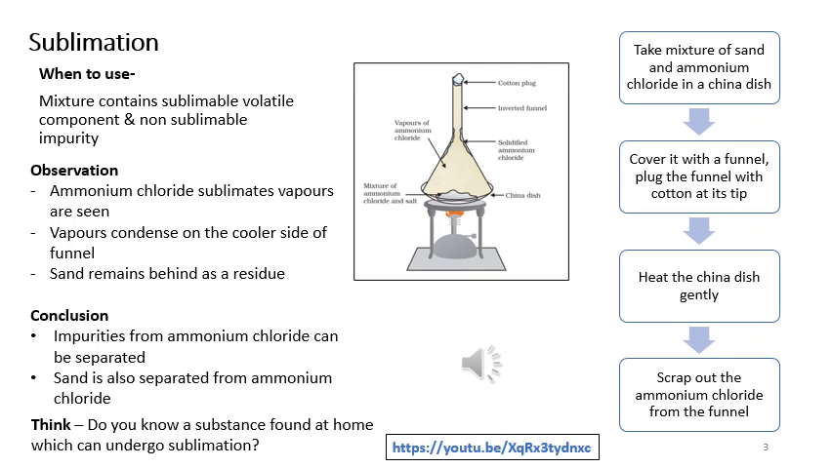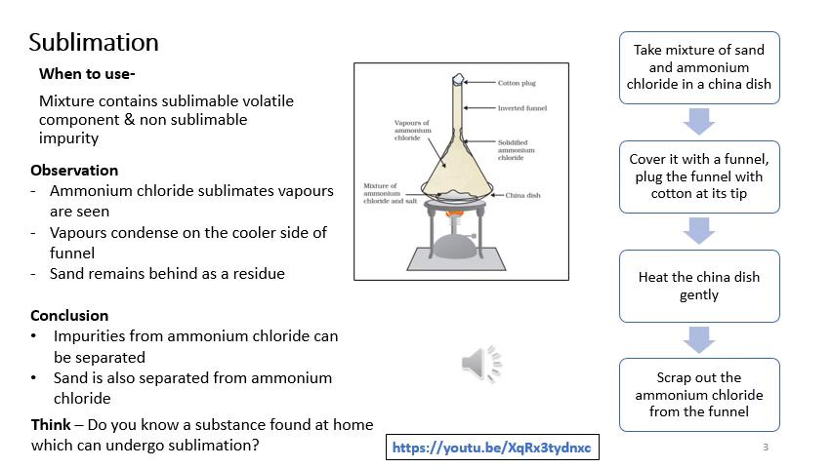We would also be covering this same experiment in the laboratory. Let us follow the flow chart which tells us what to do. Take a mixture of sand and ammonium chloride in a china dish. Cover it with a funnel that is plugged with cotton at its tip. Heat the china dish gently.